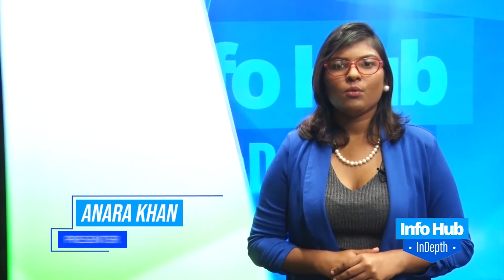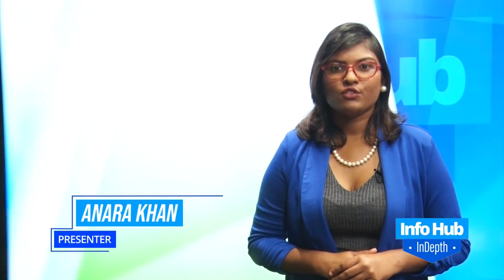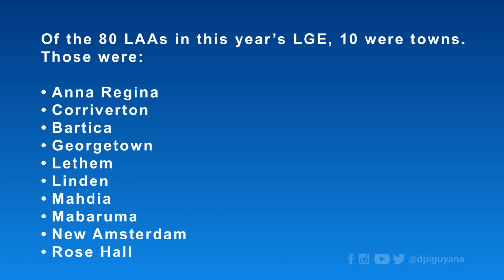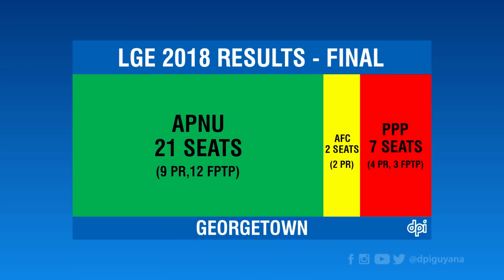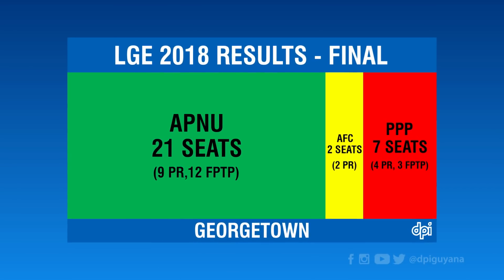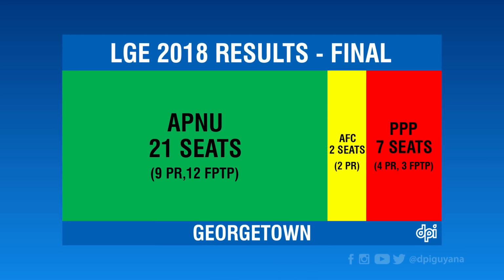Results for LGE were posted at the Office of the Returning Officers across the country. GECOM also released results. Of the 80 local authority areas in this year's local government elections, 10 were towns. Those were Anna Regina, Corriverton, Bartica, Georgetown, Lethem, Linden, Mahdia, Mabaruma, New Amsterdam and Rose Hall. In Georgetown, APNU gained 21 seats out of the 30. The AFC gained 2 and the PPP gained 7.